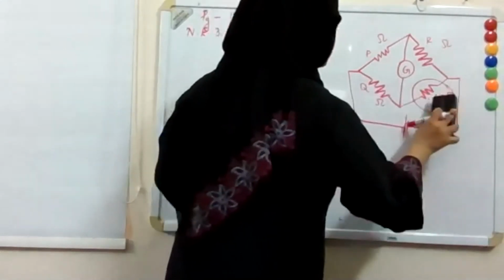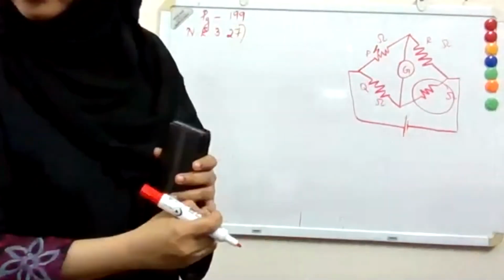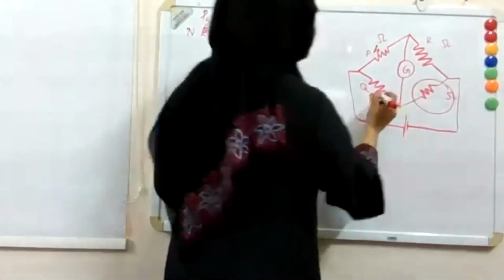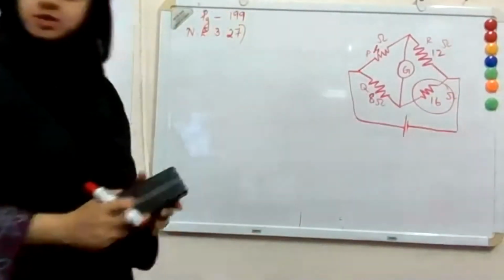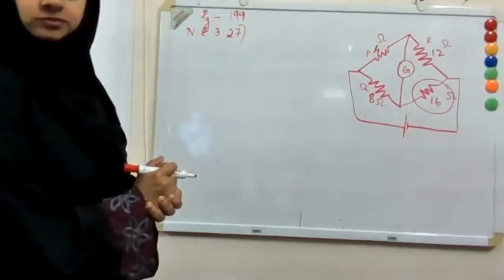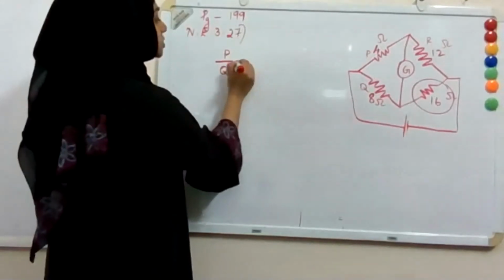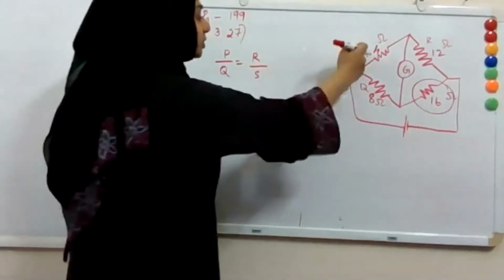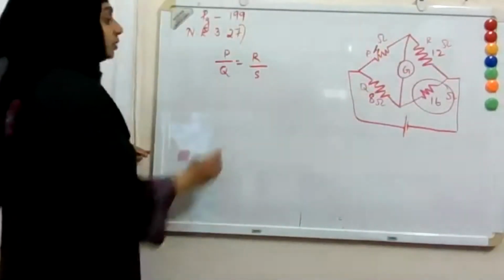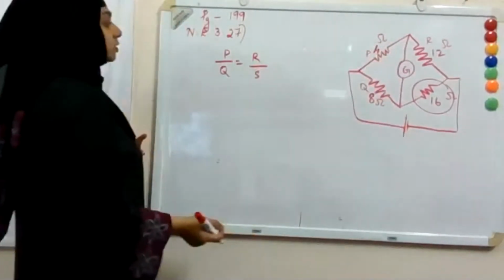4 ohm, 8 ohm, 12 ohm, and 16 ohm are connected in the 4 arms of a Wheatstone bridge respectively. Find what value of resistance needs to be connected in the fourth arm of the bridge to bring it into equilibrium. So which formula will we use here? The same, P by Q is equal to R by S. So we will put the values of P, Q and R, and we won't put the value of S. Instead, find out how much it should be in order to bring the circuit to equilibrium.